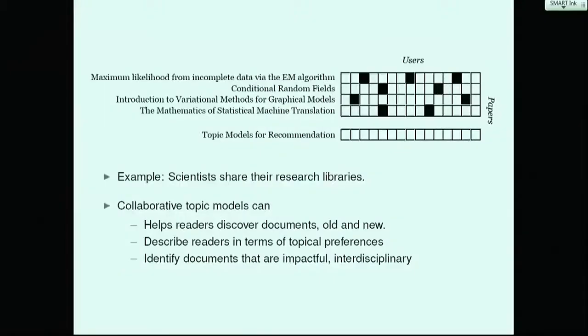And then finally, I'm kind of most interested in this: collaborative topic models help us identify documents that are impactful and interdisciplinary. Okay, so we can ingest a big collection of articles, analyze it in this model I'm going to show you, and from that we can say, oh, this is a paper that is interesting to people who aren't interested in the topics that this paper is describing. Okay, and that's kind of a new thing that we can do with this model. Okay, so to describe this, I want to give you a cartoon.